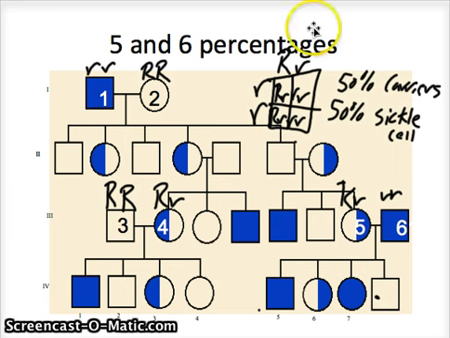Alright, so that's all you need to be able to do, is really take this pedigree, be able to identify the genotypes, and then do the Punnett square to determine the possibilities for the children.